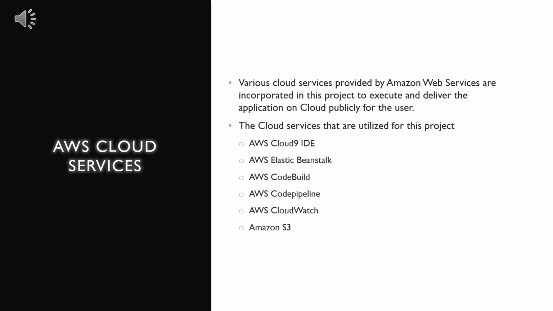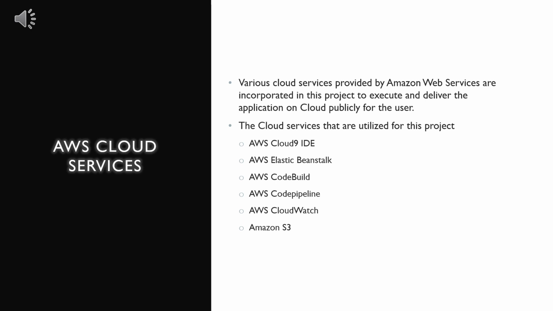This slide comprises of various cloud services that are utilized in this project. AWS Cloud9 is an integrated development environment that is used to code and debug the project in a browser. AWS Elastic Beanstalk is a service for deploying and scaling web applications that are developed. It also aids in the capacity provisioning, load balancing, and auto-scaling.